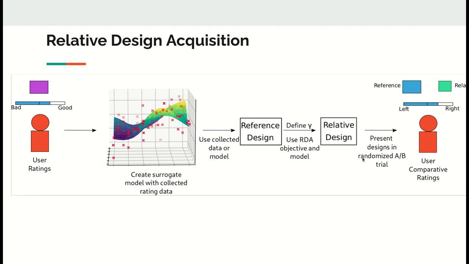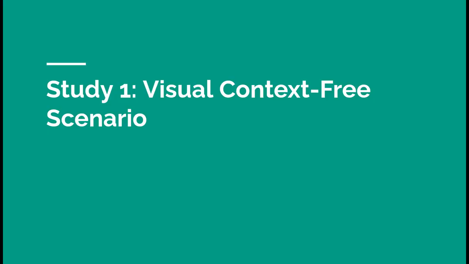We then show the reference and relative designs to the user in an A/B comparison test in which we get a comparative rating of how much the user prefers one design over the other. We term this as the comparative rating task. We seek to understand the factors affecting relative design acquisition for the design of visual interfaces with 3 studies. In study 1, we focused on relative design acquisition for visual context-free interface design in the mental context of a shopping website.